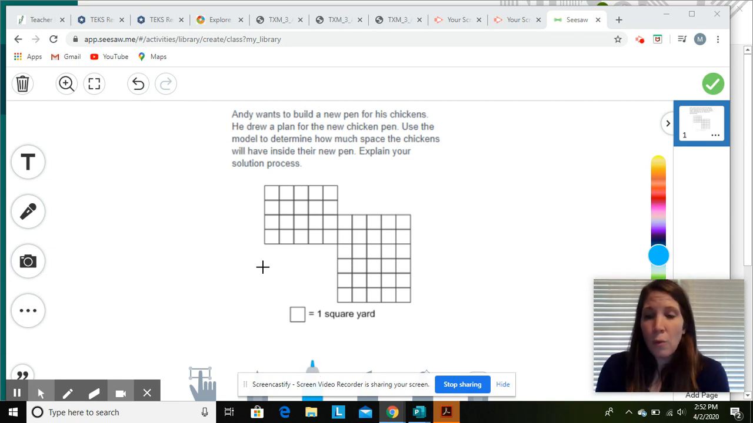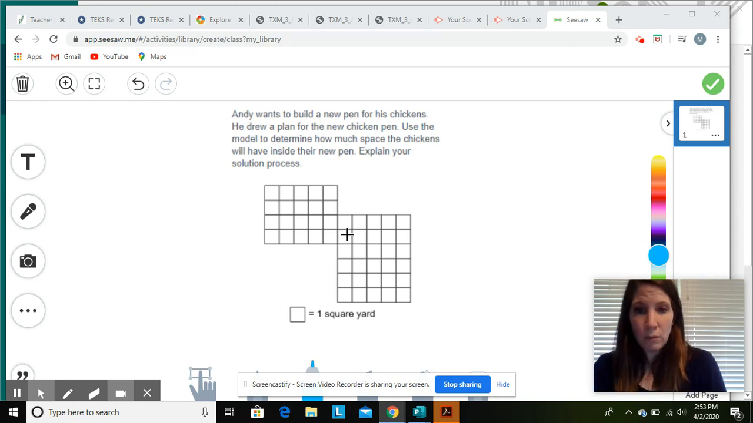When we're looking at this figure, we need to understand what we're measuring. Are we measuring around the outside edges, or are we going to measure the inside area? Ooh, I just said area. Are we measuring the outside or the inside? We are measuring the inside. We're measuring the total area that it takes up, the space that it takes on the inside.